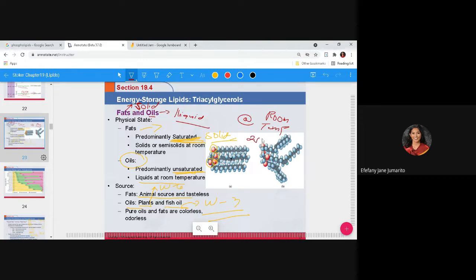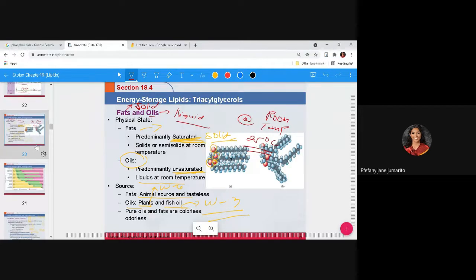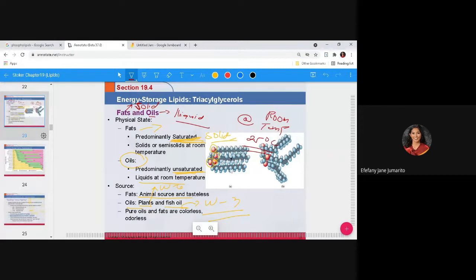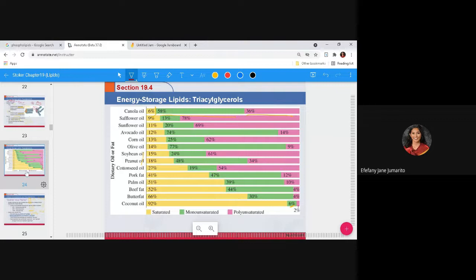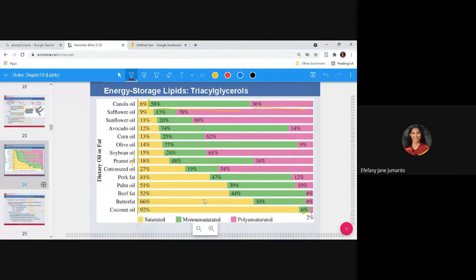So at room temperature, that is 25 degrees Celsius. All right, look here. Take a look at this diagram. Which oil is the healthiest oil?